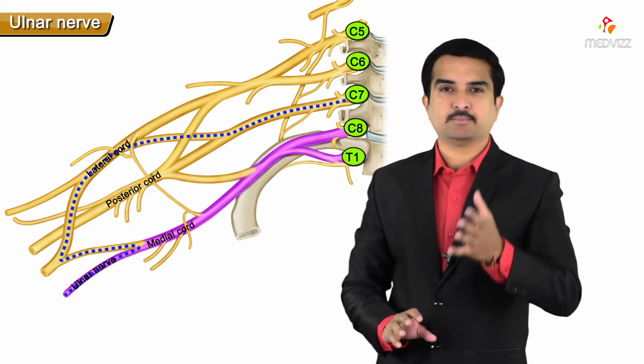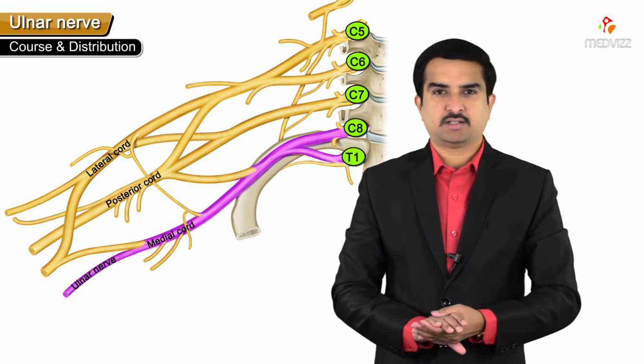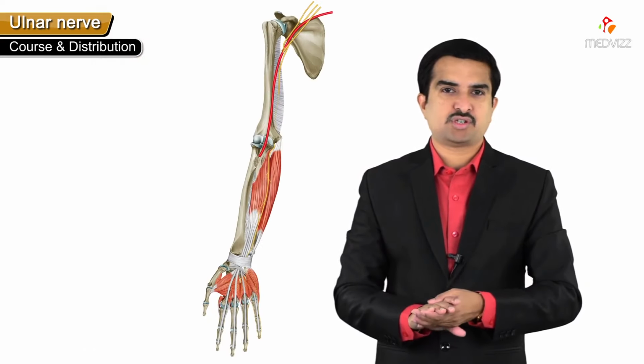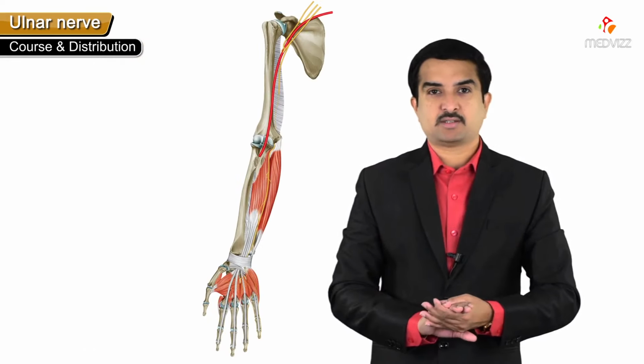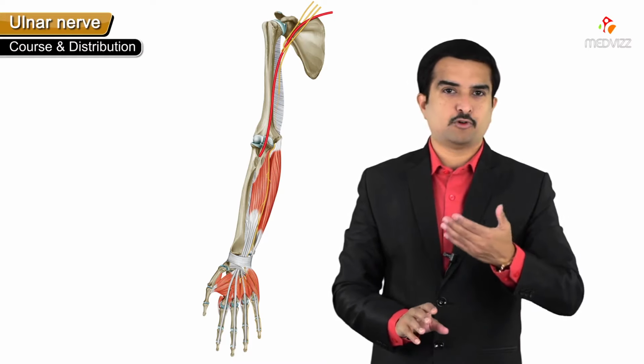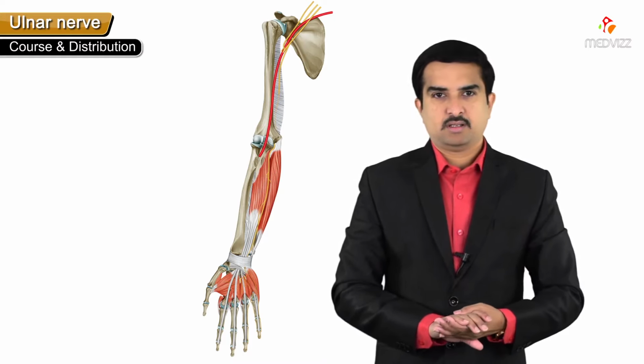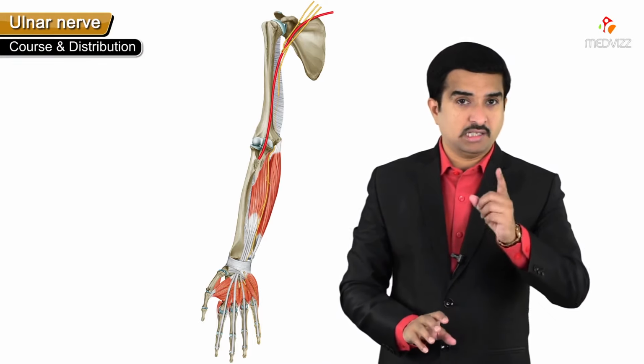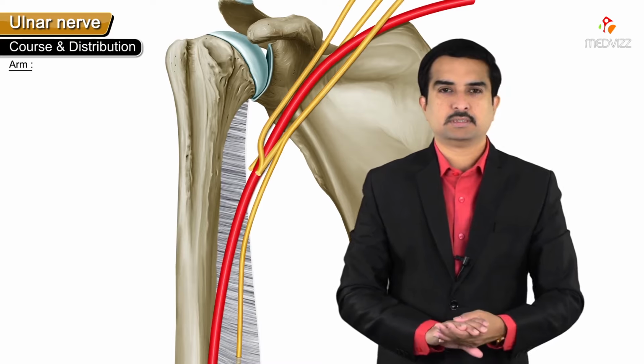from C7. Let us talk about the course of the nerve as well as its distribution. We have to discuss the course as well as distribution according to the various segments of the upper limb, that is in the arm, forearm as well as in the hand. First, let us discuss the course and distribution of the ulnar nerve in the arm.